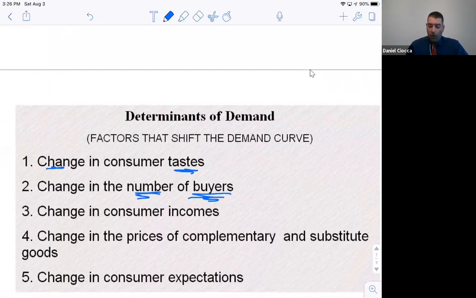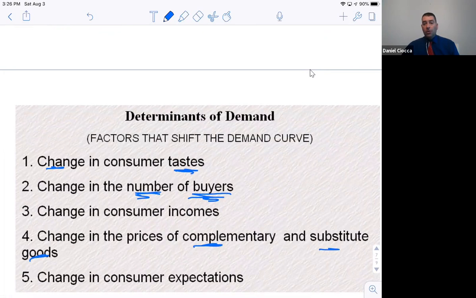Number 4, a change in the price of a complementary or a substitute good. Complementary goods are goods that go hand in hand with one another. Think paint and paintbrushes. Think an Xbox and Xbox video games. Those are goods that go together. Substitute goods are goods that take the place of one another. So that would be an Xbox and a PlayStation, or perhaps paint and wallpaper. Goods that take the place of one another.